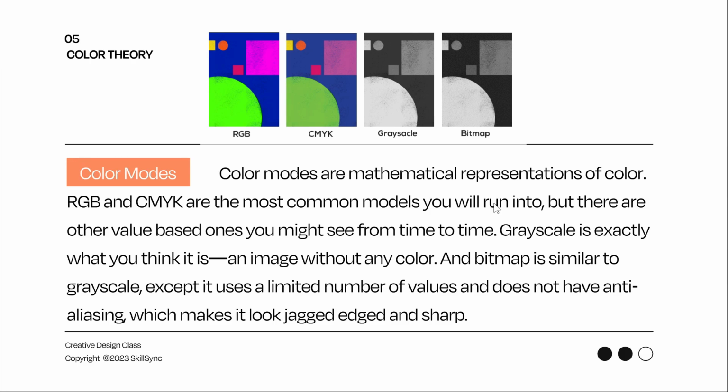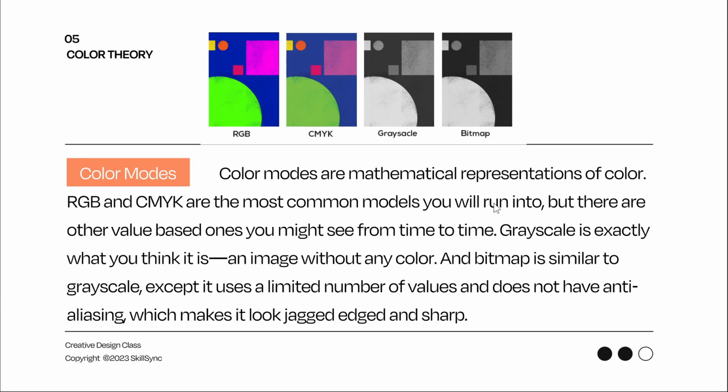Now we have color modes. We have RGB, CMYK, grayscale, and bitmap. RGB is what we have on our screens. With our screens, it uses vibrant colors. So you see that the colors are bright. The CMYK has less saturation. So these are the ones we use for printing. That's the one that the printer understands. We have grayscale. The grayscale is just an image without color.